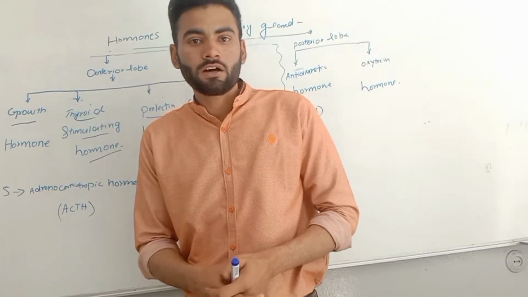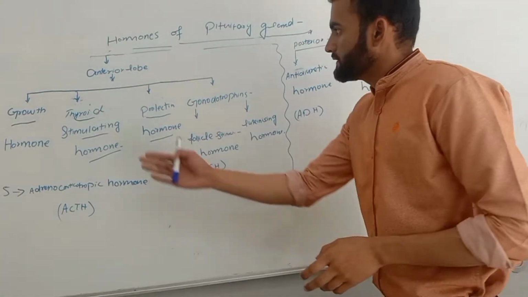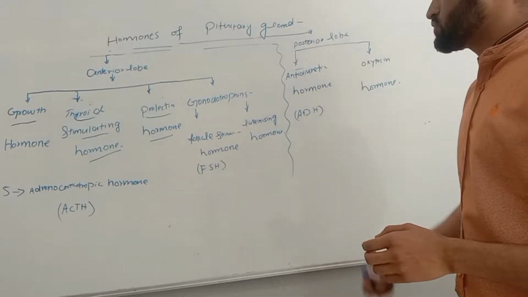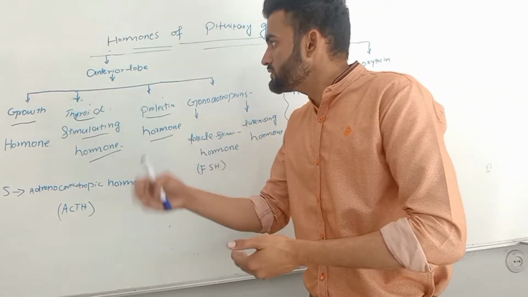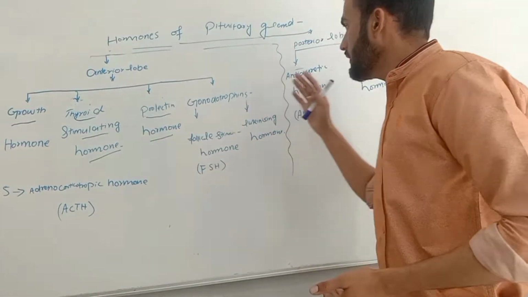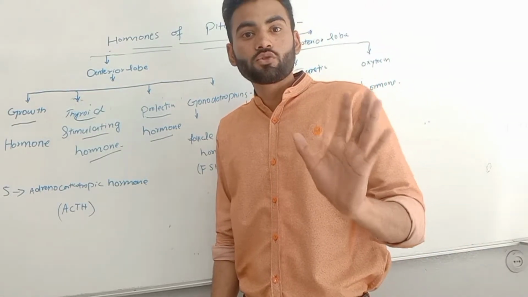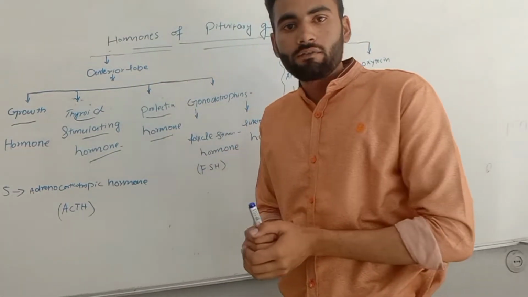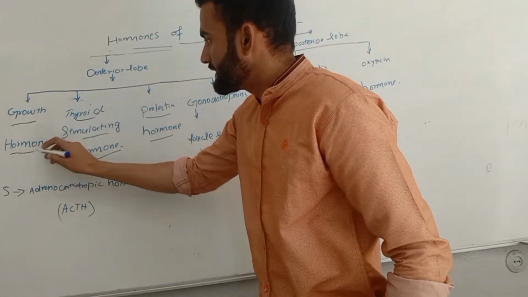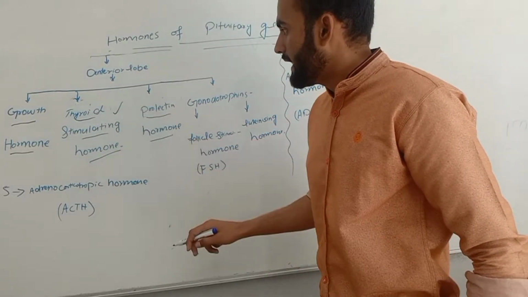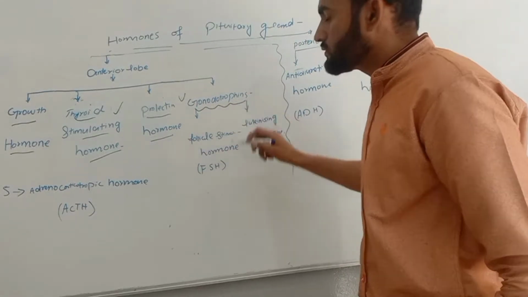So let's talk about the hormones of the pituitary gland. Actually, as we know, there are two lobes of the pituitary gland, the anterior lobe and the posterior lobe. So the hormones are released from both these lobes. There are 5 hormones secreted by the anterior lobe of the pituitary gland. The first is the growth hormone, the second is thyroid stimulating hormone, the third is the prolactin hormone, and the fourth is the gonadotropic hormones.